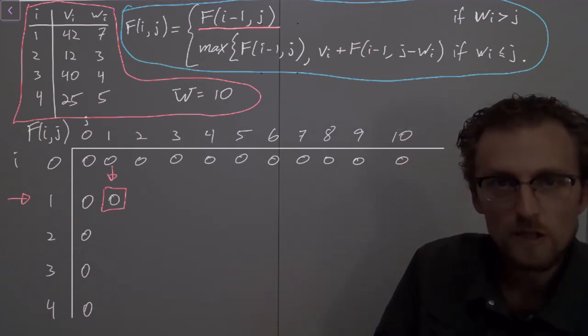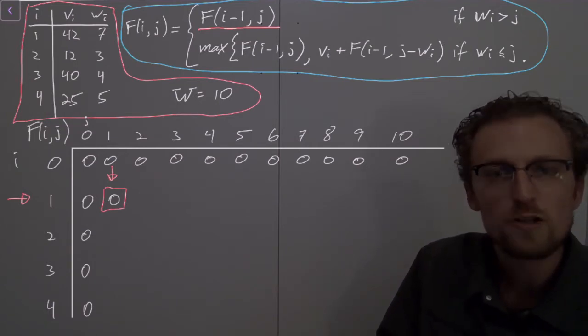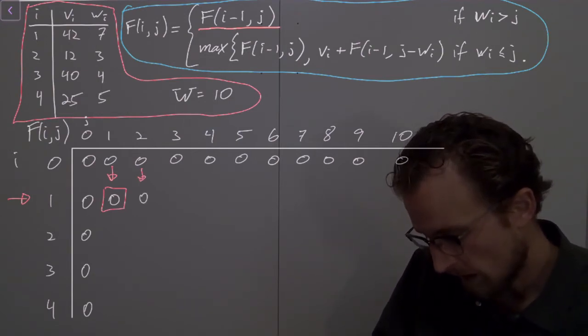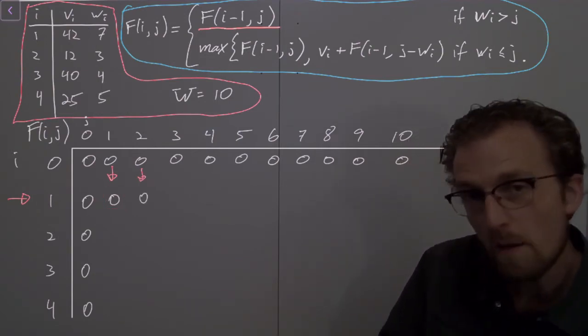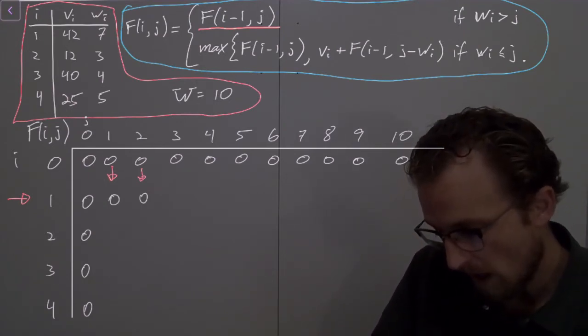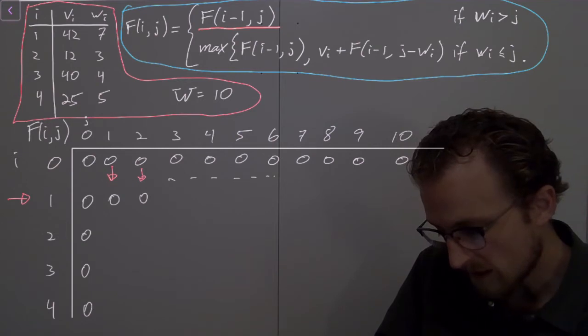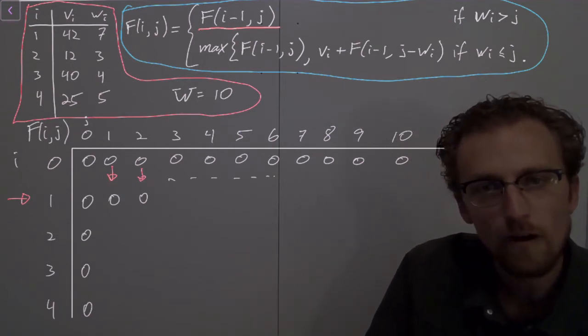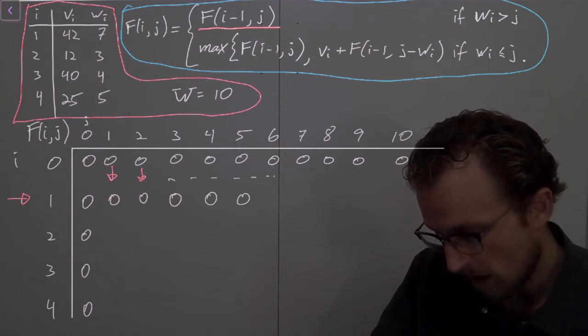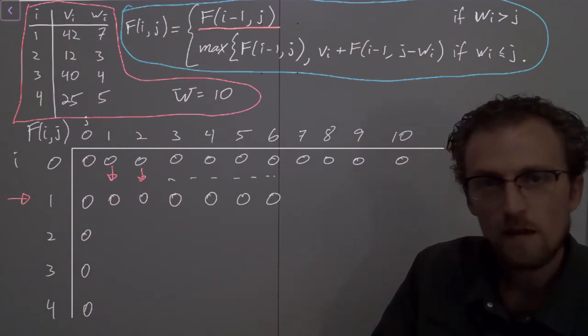So this is iteration one. Iteration two is the same. Nothing surprising about iteration two. In iteration two, we copy down the zero. Why? Because item one doesn't fit. In fact, that's going to be true all the way up until we get to a capacity of seven, because that's the weight of item one. So we can fill in zeros all the way in this row, until we get to seven.